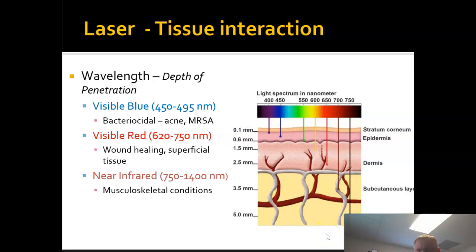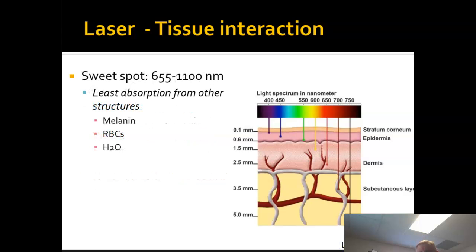Like I mentioned, we're targeting the cytochrome in that mitochondria. There are other chromophores that will actually absorb the light energy as well. Things like melanin, red blood cells, the water in our bodies. And so ultimately, a lot of the lasers try to keep it in this range right here, because you get the least absorption from these structures, and we get the most absorption from our targeted structures, that mitochondria and that cytochrome C oxidase.